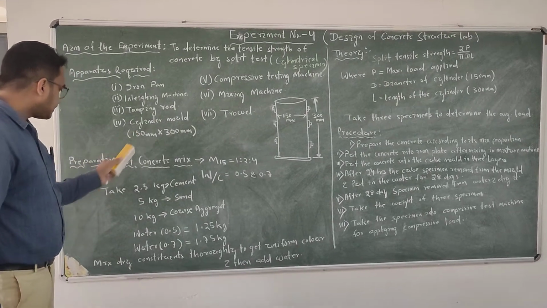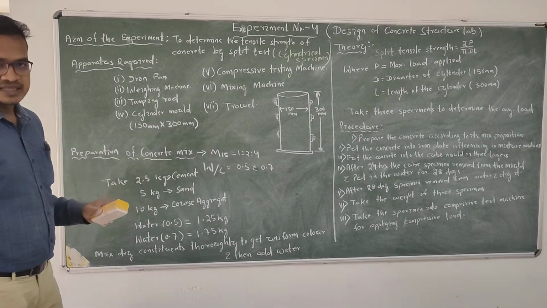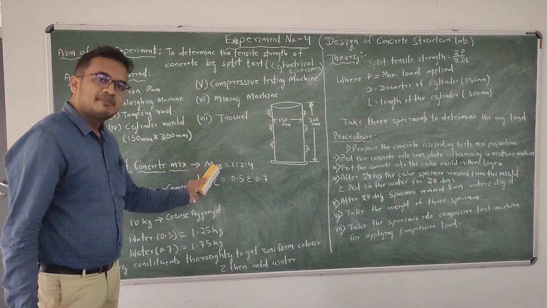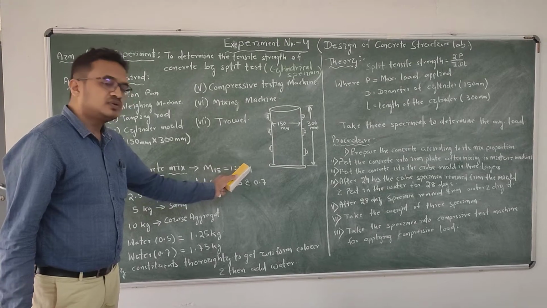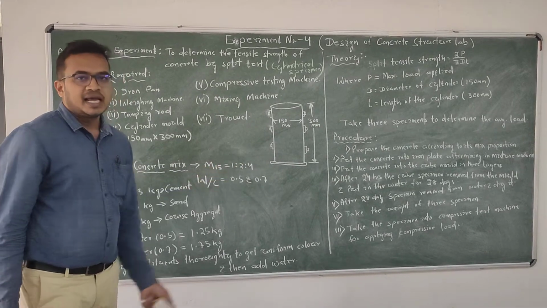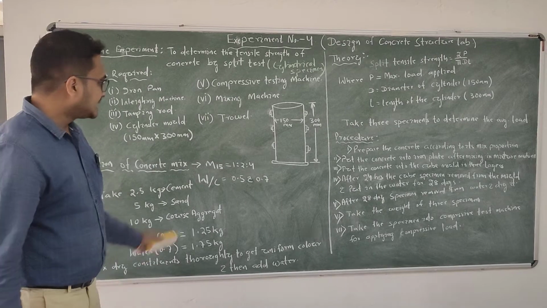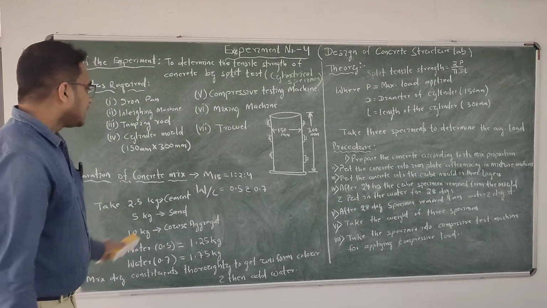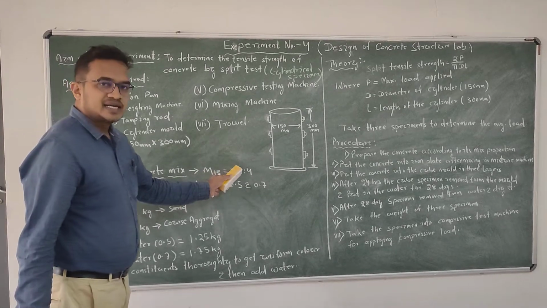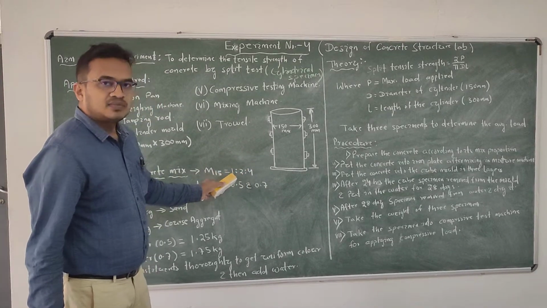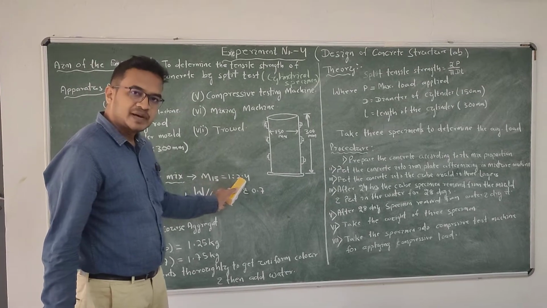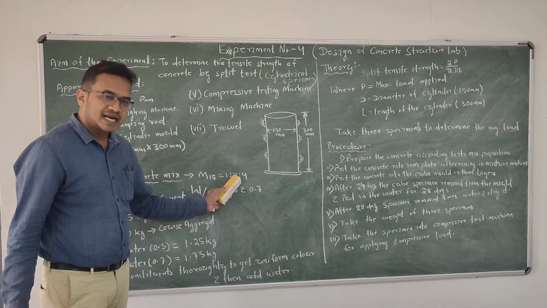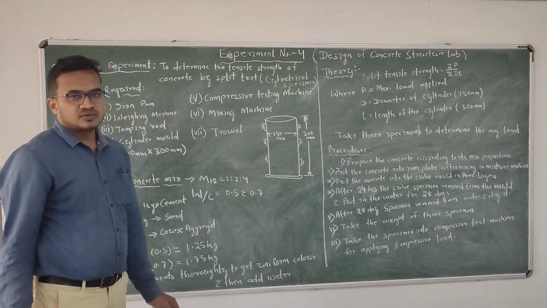So we have to take the concrete mix in a preparation of M15, that is 1:2:4. What is M15? M means the grade of concrete and 15 is the characteristic compressive strength of concrete. So that proportion is 1:2:4, meaning cement to fine aggregate to coarse aggregate. So 1 is cement, 2 is sand and 4 is the coarse aggregate.